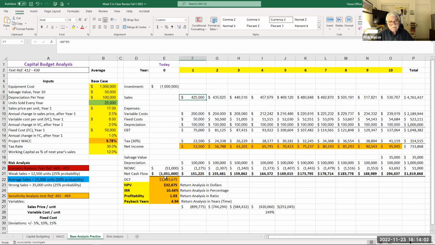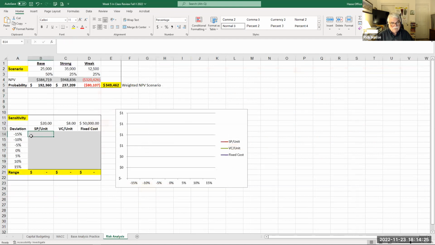And notice what happens. I lower the selling price by 15% and I don't change anything else. Notice I didn't change variable costs. I didn't change fixed costs. I didn't change taxes. I didn't change anything else. All I changed was the independent variable of selling price, and I get $32,675 net present value. So I'll put that $32,675 right here.